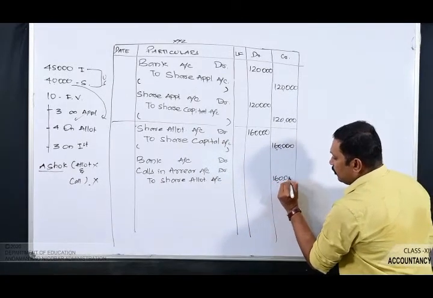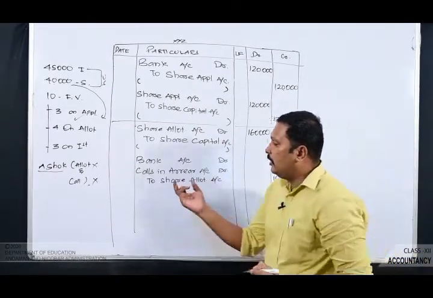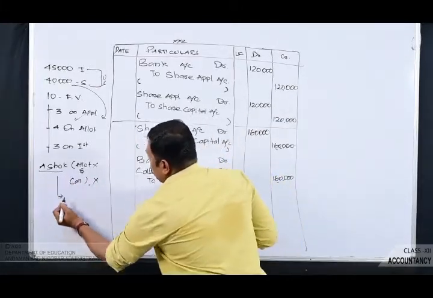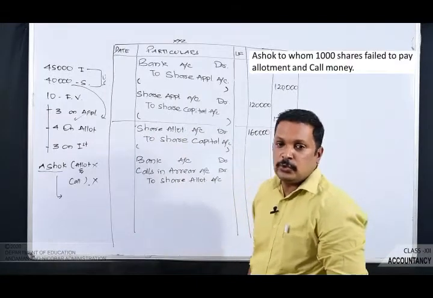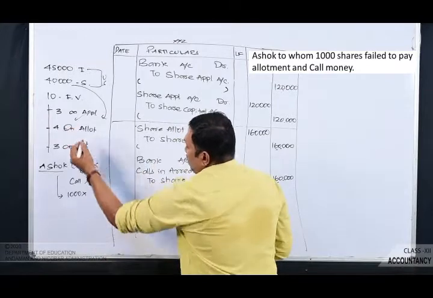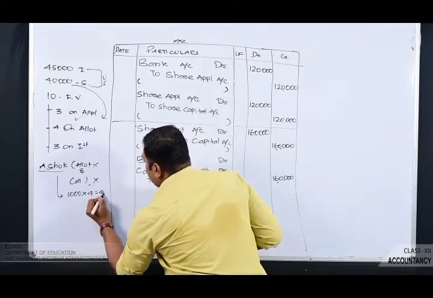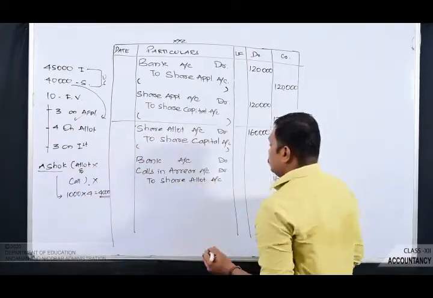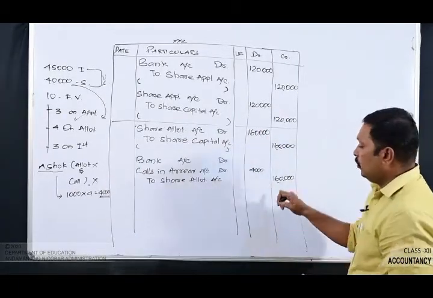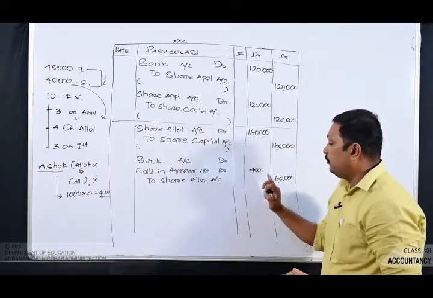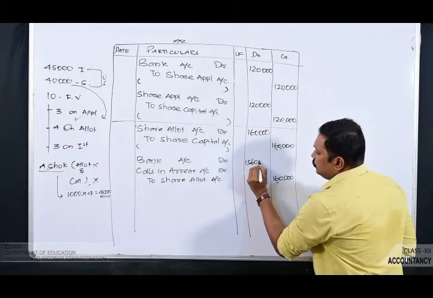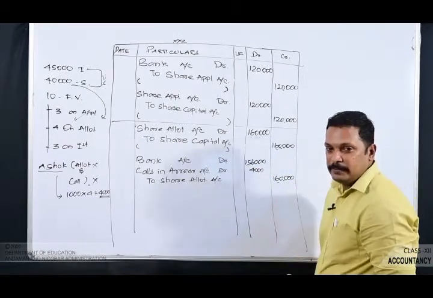1,60,000 is due. A particular shareholder could not pay. So how much could he not pay? Ashok, no. So how many shares did Ashok hold? Actually, Ashok holds 1,000 shares. So 1,000 into allotment money of 4, that is 4,000 he could not pay. So we will write the 4,000 here in the calls in arrear. 1,60,000 is to be received, and 4,000 was not received, so how much must have been received? 1,56,000 only. Very simple.